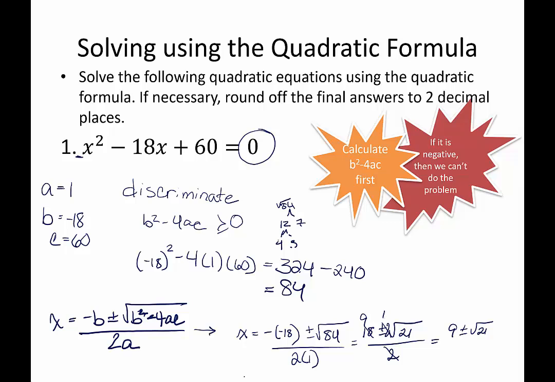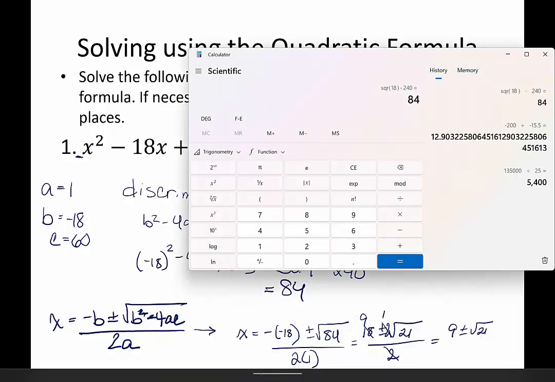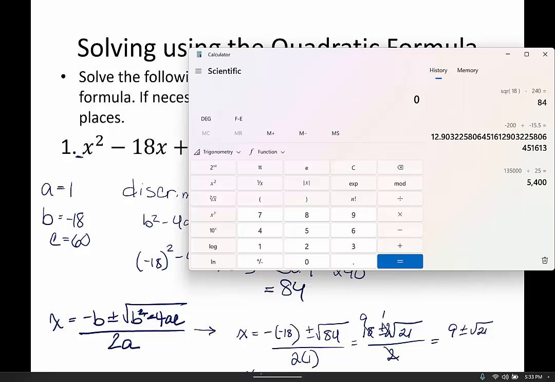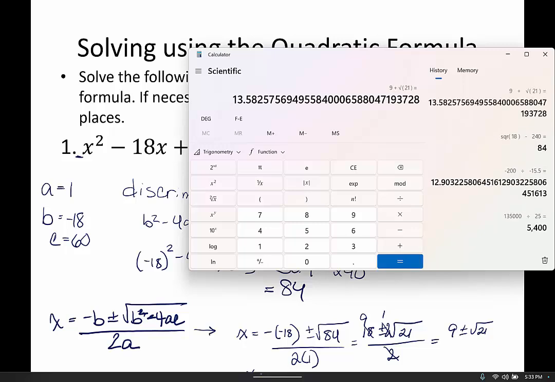In the context of the class, we actually have to do the math out, so we need to calculate 9 plus the square root of 21. So that equals 13.58.